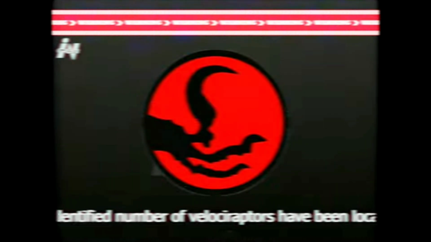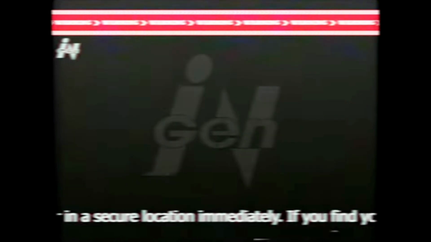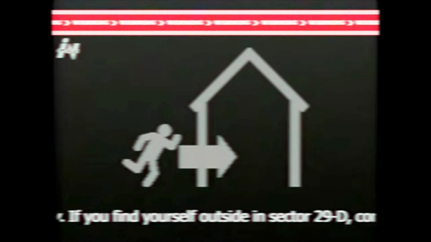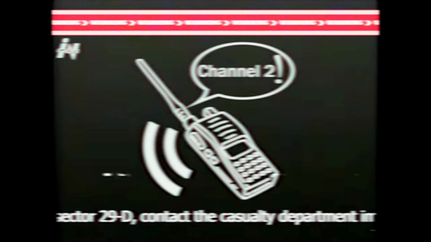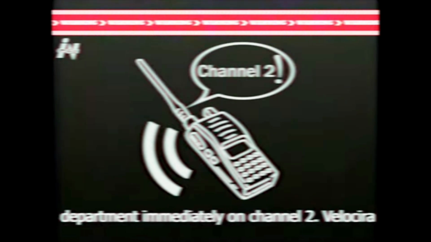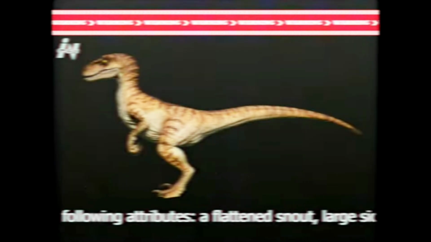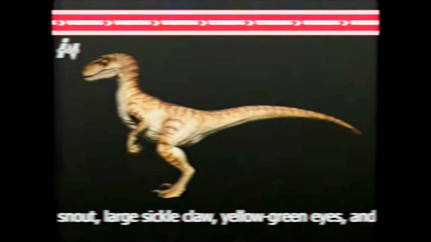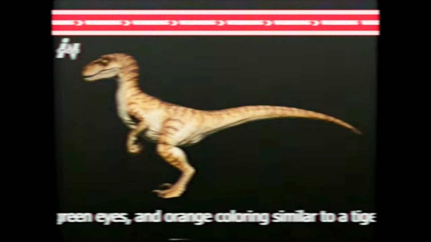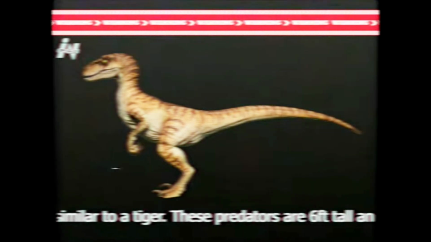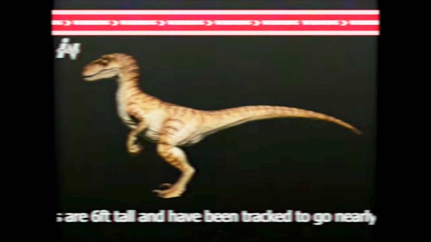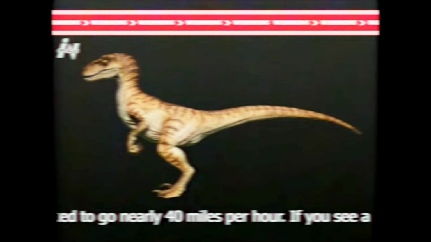Warning. Warning. An unidentified number of velociraptors have been located in the south lowlands of Sector 29D. All of Sector 29 is advised to take shelter in a secure location immediately. If you find yourself outside in Sector 29D, contact the Casualty Department immediately on Channel 2. Velociraptors contain the following attributes: a flattened snout, large sickle claw, yellow-green eyes, and orange coloring similar to a tiger. These predators are 6 feet tall and have been tracked to go nearly 40 miles per hour.